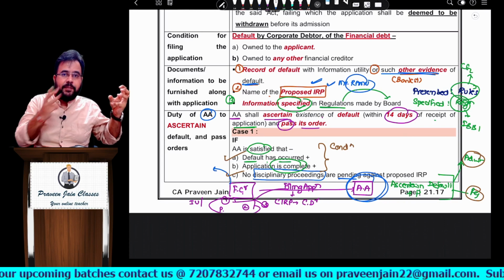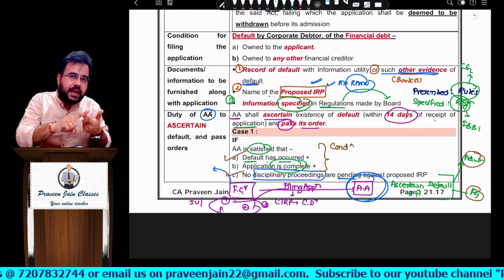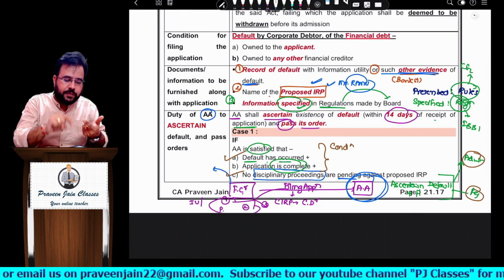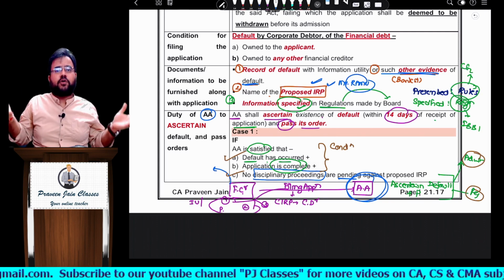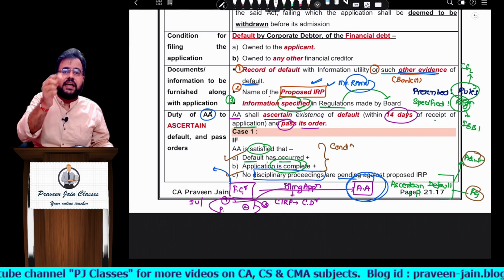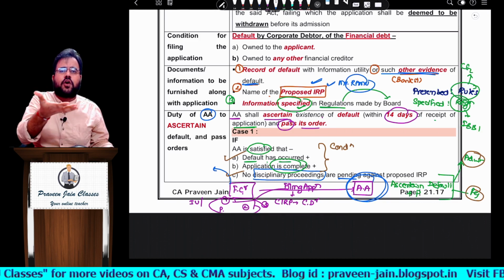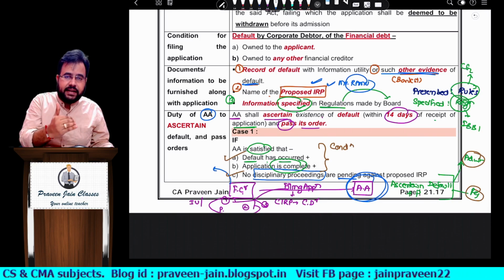Now AA within 14 days either has to admit or reject. If they have to admit, three conditions they have to fulfill. What is that, sir? Application should be complete, sir. On the IRP, no disciplinary proceedings should be pending, and there is a default, sir. Then you admit the application. Otherwise, you reject. If you do neither of these, whatever order you subsequently pass, sir, ensure that reasons of the same are given, sir. We want your order to be a speaking order, sir. Other party should understand why the delay has happened, sir.